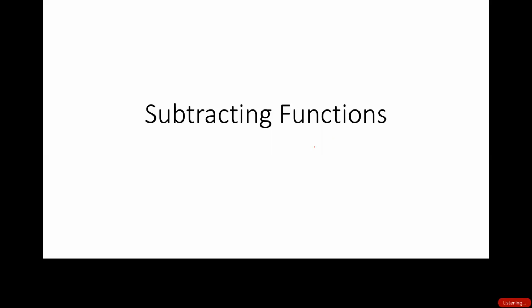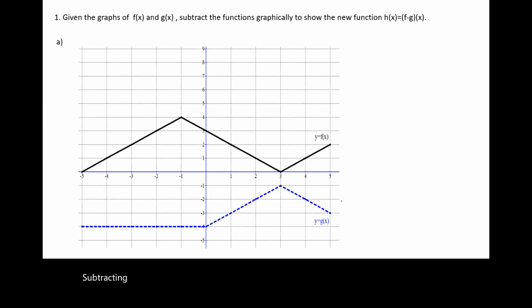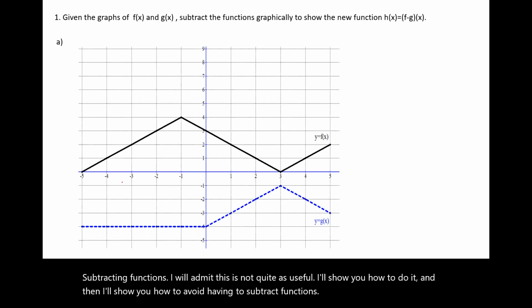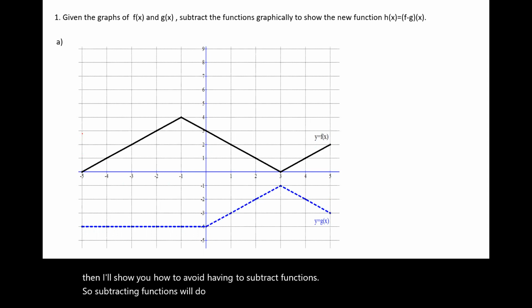Subtracting functions. I will admit, this is not quite as useful. I'll show you how to do it, and then I'll show you how to avoid having to subtract functions. So subtracting functions will do very much what we did when we added them.